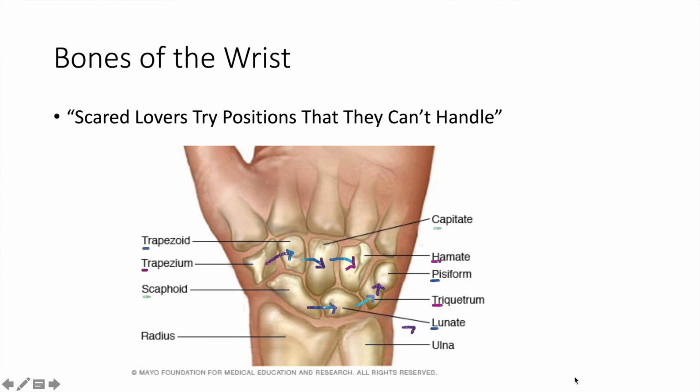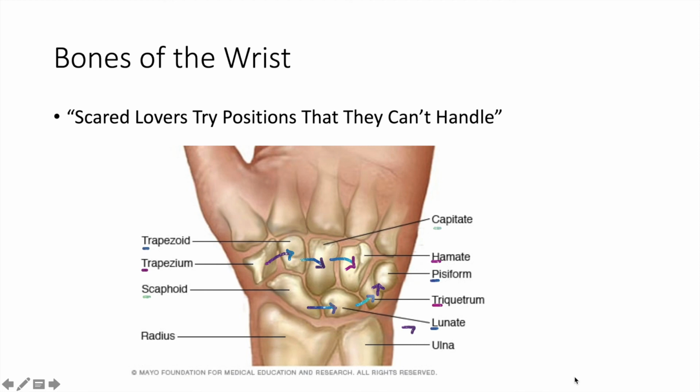Bones of the wrist. I know that people have different mnemonics of remembering it, but this is the one that I learned. Scared lovers try positions that they can't handle. So, for instance, if there is a picture of an x-ray, you can see those bones of the wrist. Make sure that you know which one is which. And in the picture, I drew arrows so you know which one goes to what.